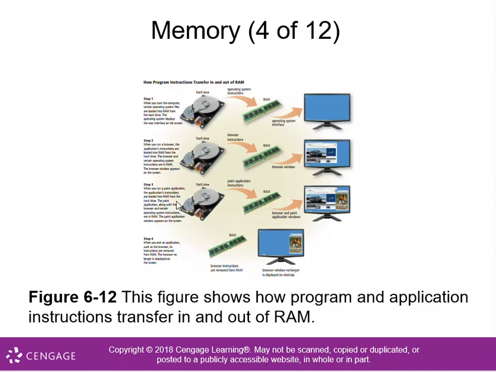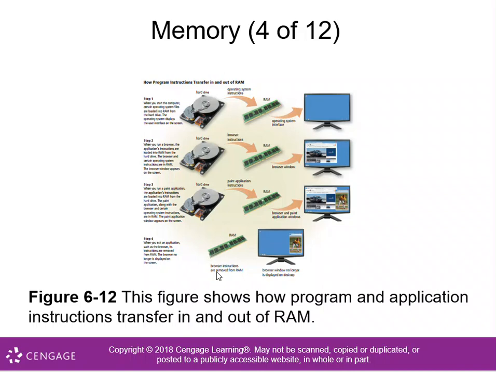Okay, step 3, when you run a paint application, dia bagi contoh, the application's instruction are loaded into the RAM also from the hard drive. The paint application along with the browser and certain operating system instruction are in RAM. Okay, so sekarang kita ada application program untuk paint tadi dan juga untuk browser dan juga operating system loaded into the RAM. Dan last kali, when you exit an application such as the browser, its instruction are removed from the RAM. Bila kita close apa-apa aplikasi ataupun program, data yang tadi berada dalam RAM akan diremove, dibuang daripada RAM.